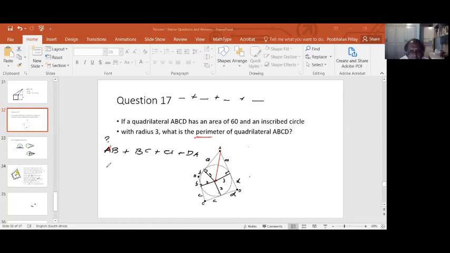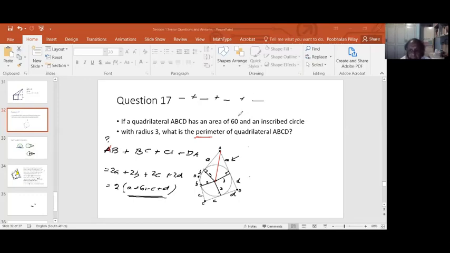bearing that in mind, if you name them like that, then we can see what the perimeter is. Let's start from here: a plus a. This is a starting point. Plus b plus b, plus c plus c, plus d plus d. So we're back to the starting point. So this is the perimeter. That's 2 times (a plus b plus c plus d). So the problem now is to find out what a plus b plus c plus d is.